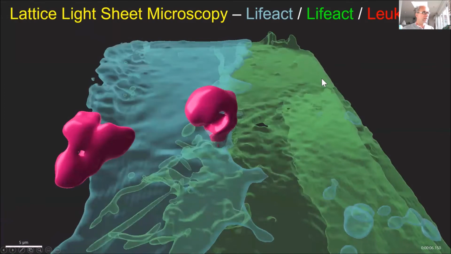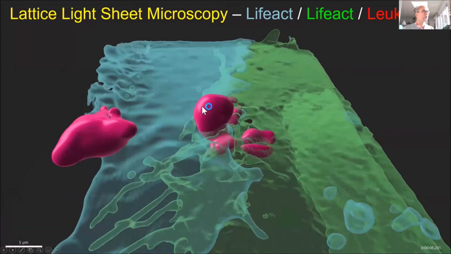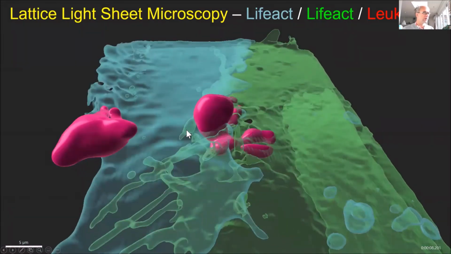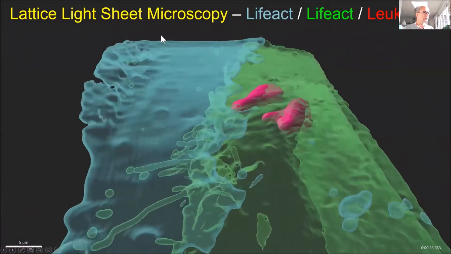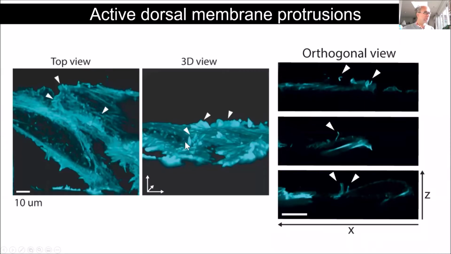And not only that, we also found that these structures were very dominantly present at sites where leukocytes cross the endothelial monolayer. This is a volume rendered recording with the lattice light sheet of these leukocyte transendothelial migration processes. Now, looking in a bit more detail at these protrusions, we found that they are typically induced at the luminal side, into the lumen of the vessel, so to say. So they were protruding dorsally from the endothelial monolayer.